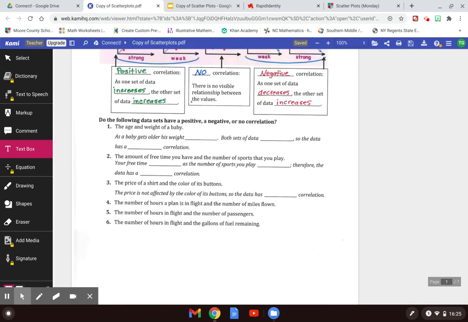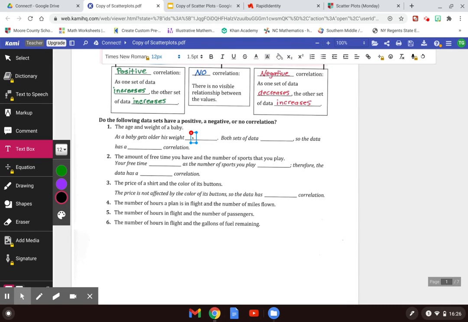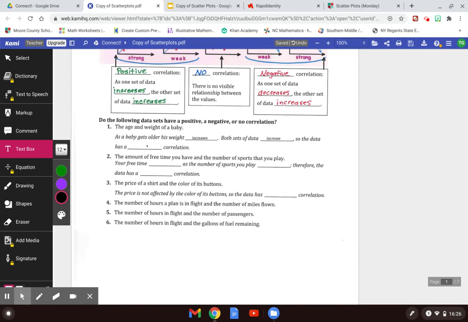All right then, so the question is, do the following sets of data have positive, negative, or no correlation? Number one says the age and weight of a baby. Now, generally speaking, as a baby gets older, the weight increases. Okay? So both of these are increasing. As the age is increasing, the weight is increasing. So both sets of data, we're going to put here, increase. So the data has a positive correlation.